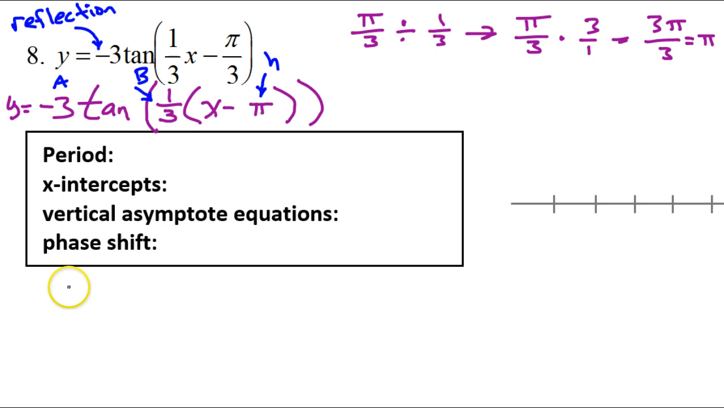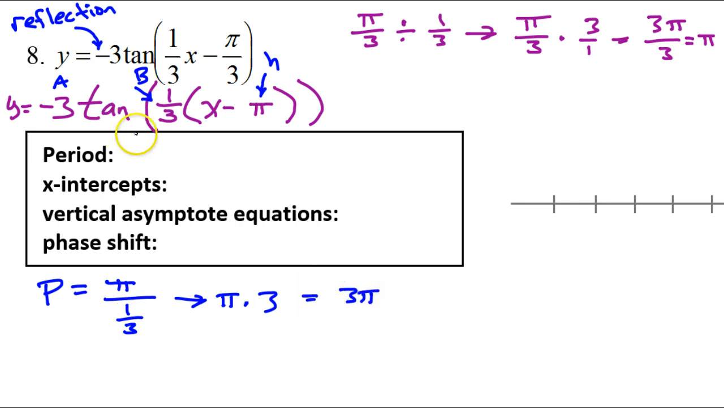So first of all, the period is always going to be the regular period, which for tangent is just pi, divided by the b value, which is 1/3. So that means, when you divide by a fraction, you multiply by the reciprocal, so 3 pi. So the period is 3 pi. We'll do the x-intercepts and vertical asymptotes at the end. Now the phase shift is pi to the right. Alright, so positive pi to the right.